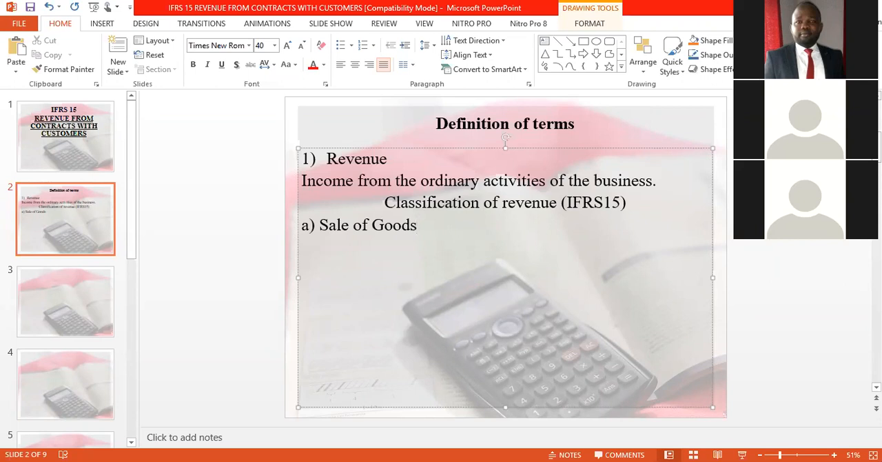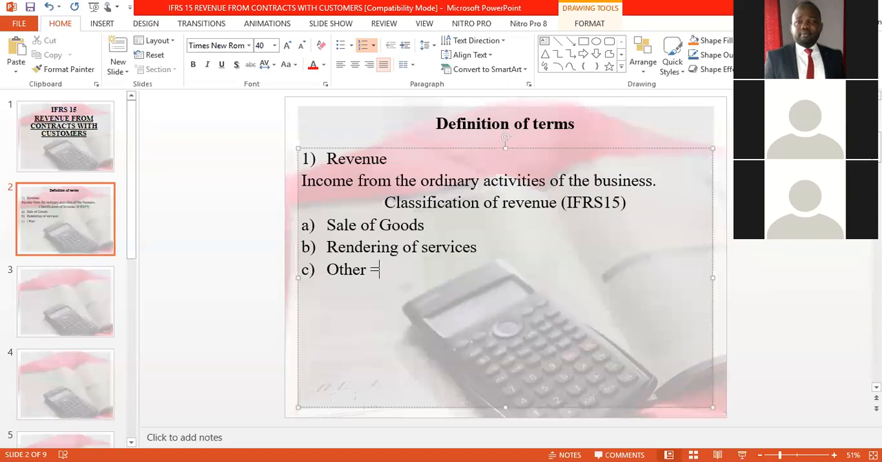Number 2, there can be revenue from rendering of services. Most IFRS 15 questions test on the first 2. But there can also be the 3rd type of revenue, which is called other classes of revenue.